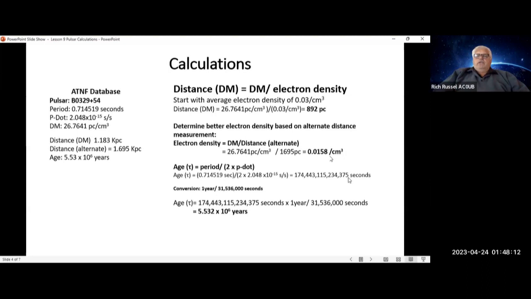Next, we'll go on to age. The age of a pulsar is equal to the period divided by 2 times the P dot.